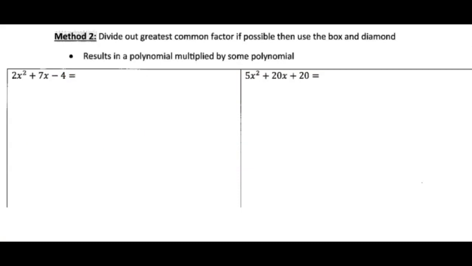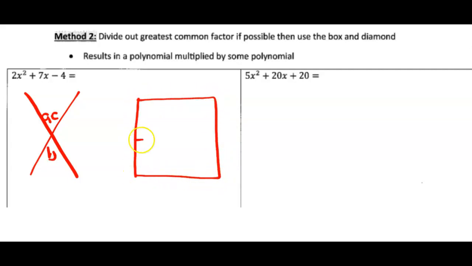Method 2 to take out my greatest common factor is, I would take out my greatest common factor if I can, and then I would use box and diamond. So I need to set up my diamond, and remember this is A times C, and this is B. And I need to set up my box. And remember this is A, and this is C, and then this is going to be the results of these. Okay? A times C, and it adds to your B. So this is plus B.